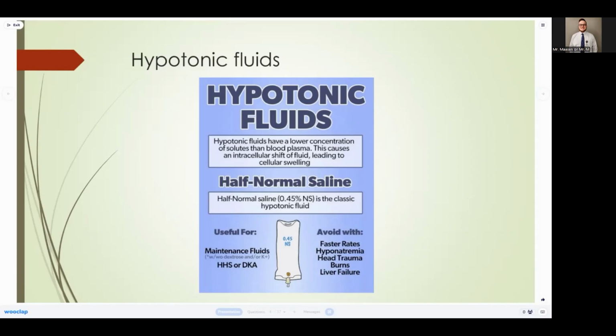And this is something that has to be kind of avoided with faster rates or people that have low sodium levels, mainly because the sodium is following the concentration. Less sodium means that sodium is kind of following the concentration. So they're going to lose more sodium into the cells and out of the bloodstream. But the goal of hypotonic is to pull fluid from the vasculature into the tissues and cells around it.